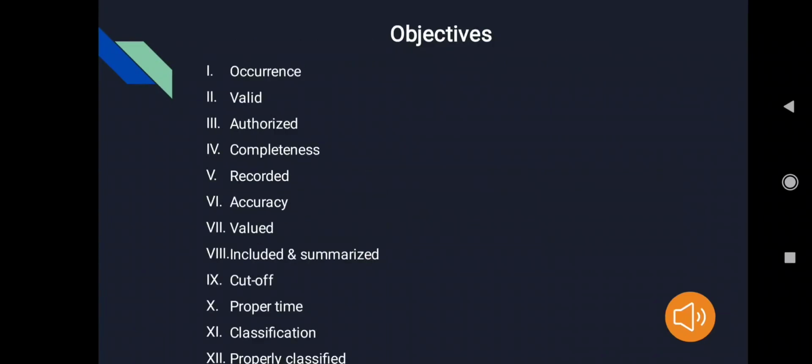The objectives of internal control are: occurrence, valid, authorized, completeness, recorded, accuracy, valued, included and summarized, cut-off, proper time, classification and properly classified.